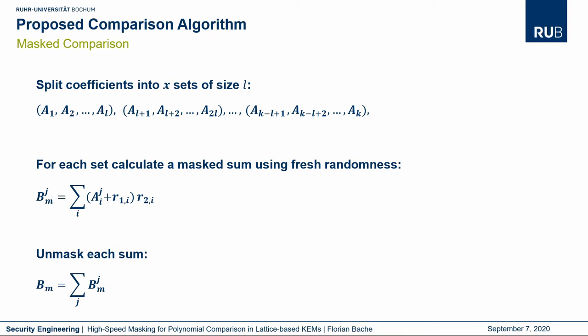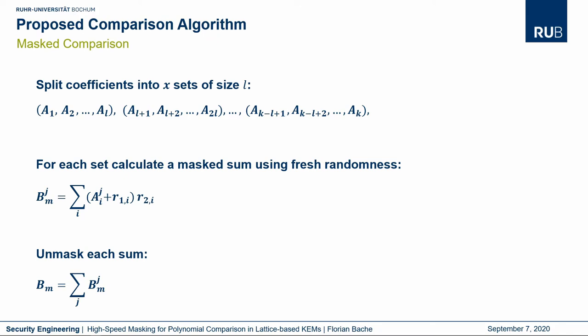So the first step is splitting the coefficients into x sets of size L each. Such that the first set contains a_1 to a_L and the second set contains a_(L+1) to a_2L and so on. And then we calculate a masked sum on these sets. And please note that we need fresh randomness here. So the r1_i and r2_i are random values. But also note that the randomness is constant over the shares. So we need two random words per coefficient, but this is independent of the number of shares.